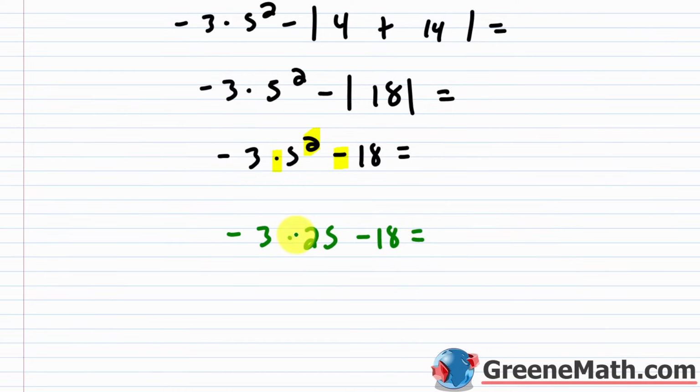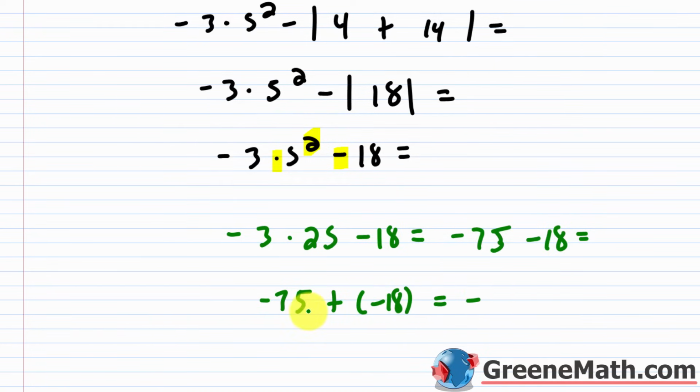Okay, so now I have multiplication and I have subtraction. So multiplication has a higher level of priority. Negative 3 times 25 is negative 75. And then we have minus 18 here. And really you could just write this as negative 75 plus a negative 18, okay? So we know the answer is negative because we have the same sign. And then you can just add the absolute values. So what is 75 plus 18? That's 93. So the final answer here would be negative 93. Okay, so that's my answer.